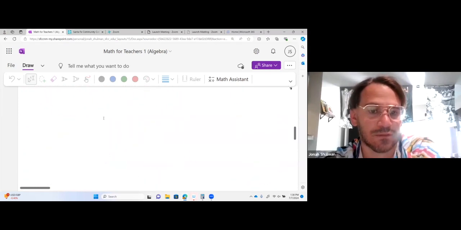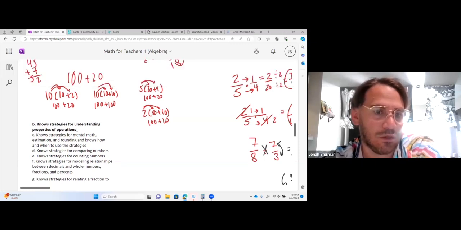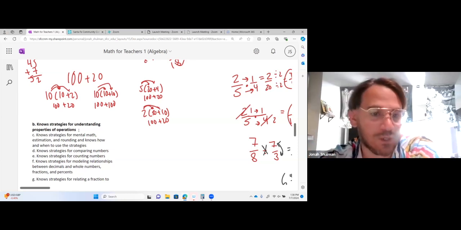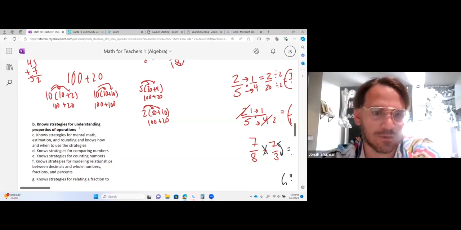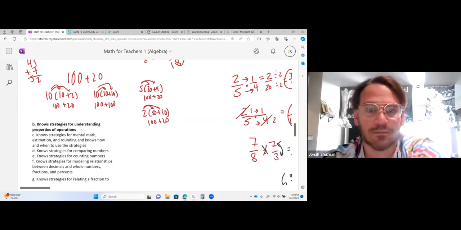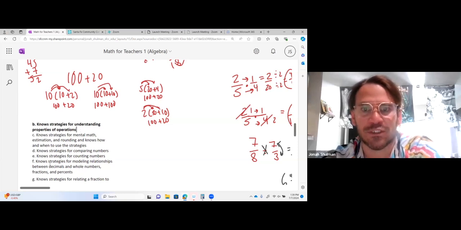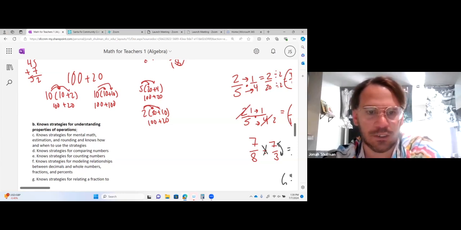Those were all the adding, subtracting, multiplying, and dividing, and now we get to go to operations. All the rest of these are way shorter. I put a ton into F because I'm going to talk about percents for a long time. That's one of the most common problems you're going to see. So we made it to B, which is strategies for properties of operations, and we're going to get into it.